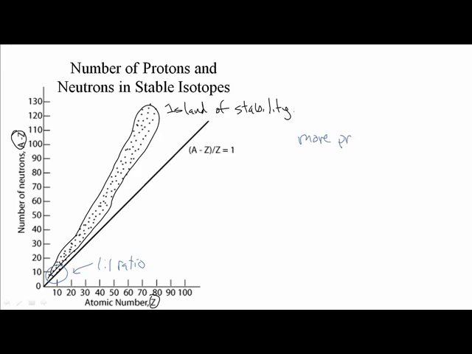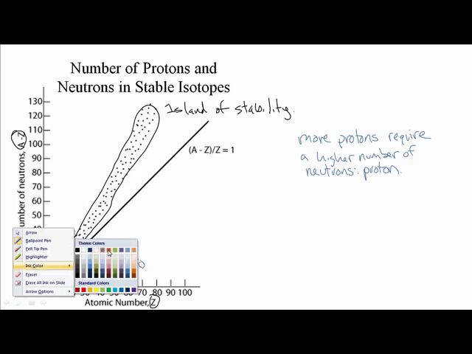more protons require a higher number of neutrons per proton. So what this is saying is the ratio of neutrons to protons has to increase as we move up in number of protons. So we have all these plus charges pushing against it. We need more neutrons. We need more glue per proton. Now, we notice that this is an island.